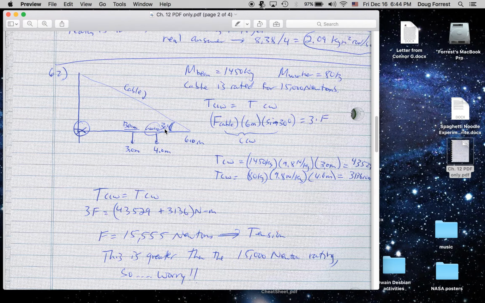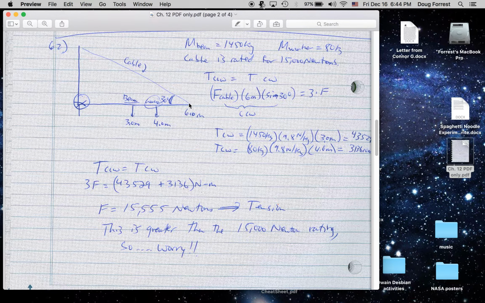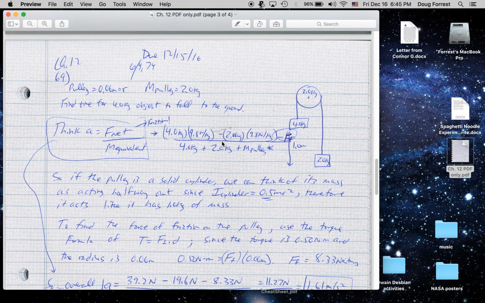Why is that? Well, this particular torque pulling this up is going to be this force times the distance, which is 6 meters, times the sine of 30 degrees. The sine of 30 degrees is 0.5, so 0.5 times 6 times F is equal to 3F. So 3F equals around 46,000 newton meters, and so then the force is 15,555 newtons. That's a problem because that tension was greater than the rating of 15,000 newtons, so the person should worry.